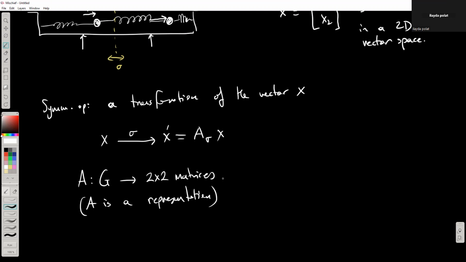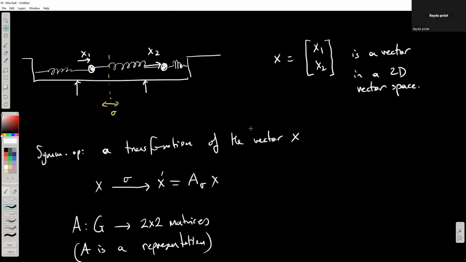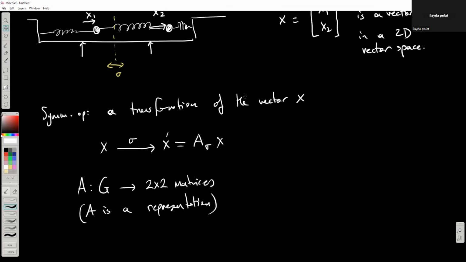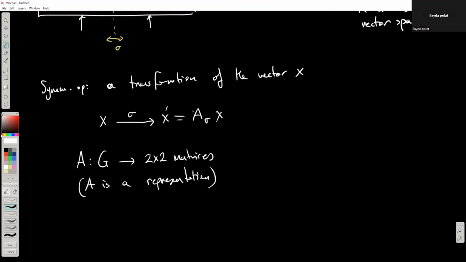transformation. Okay, so what we are going to do is find the decomposition of that representation in terms of the irreducible representations of the group, and we are going to see why this is useful for us. Okay, but at some point I need to start describing the physical problem as well. Okay, but let's just do this. To be able to do this, I first need to find what that A sigma is.